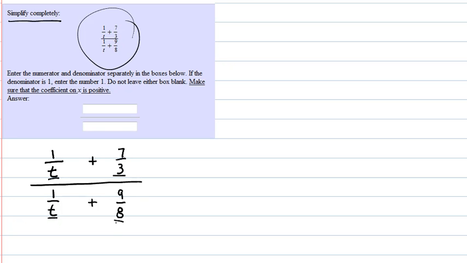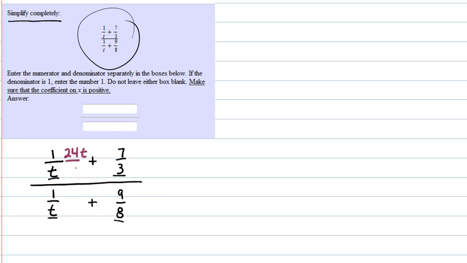So the common denominator would be t for sure. And then for 3 and 8, you do that just like you would in arithmetic. It would be 24. So 24t would be the common denominator. We're going to multiply the top and the bottom of this fraction by 24t, but it gets distributed on top.